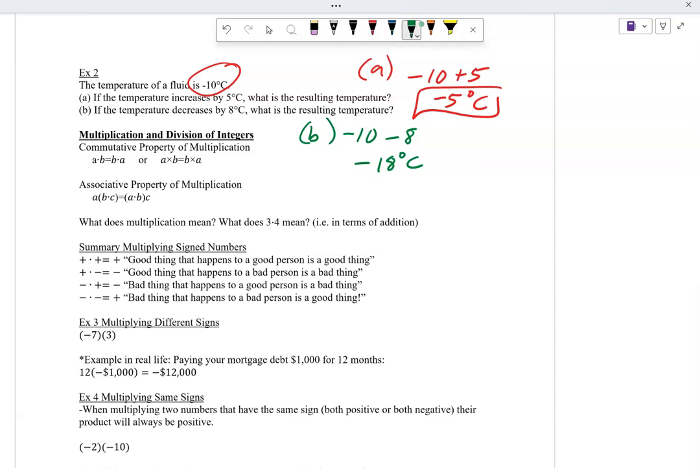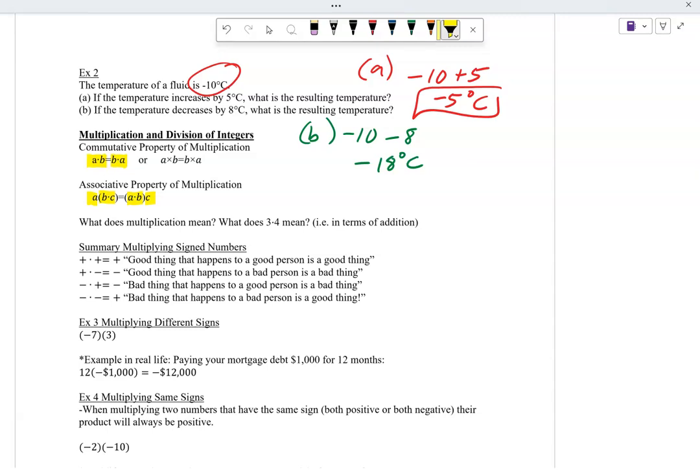All right, let's get into multiplication and division now. The commutative property of multiplication just says 2 times 3 is the same as 3 times 2, right? The associative property says 2 times 3 times 2, so you do 3 times 2 first, is the same as 2 times 3 times 2, right? So we'll do some more with the associative property as well with our order of operations.